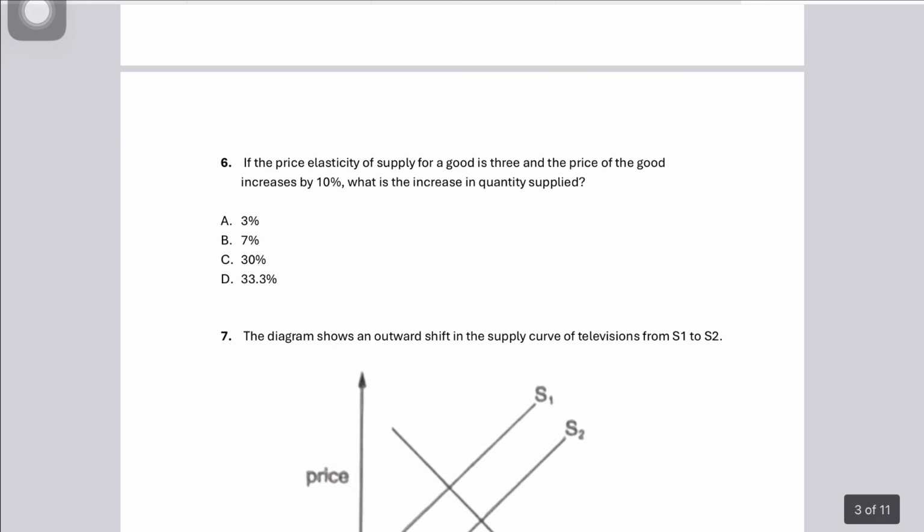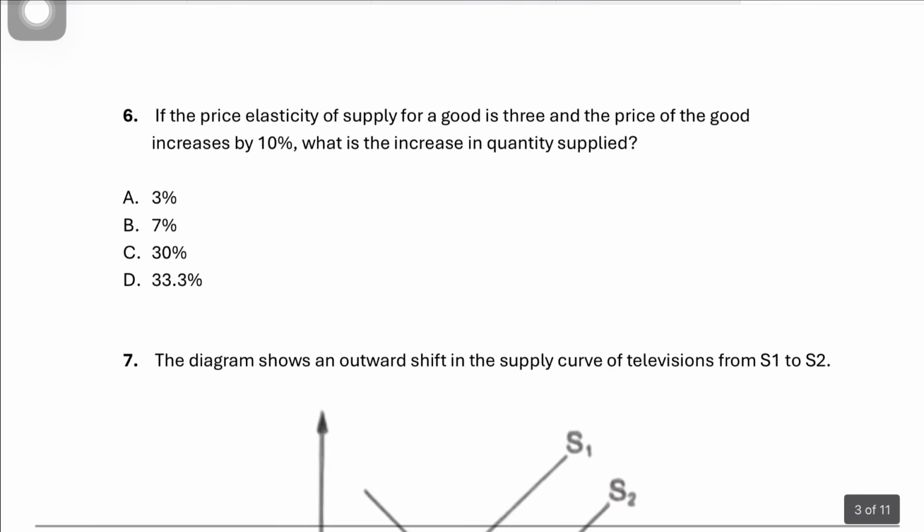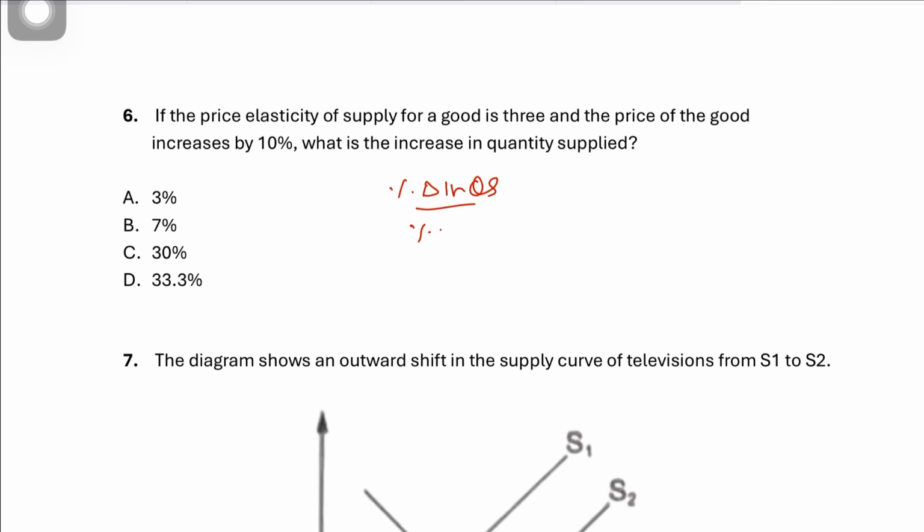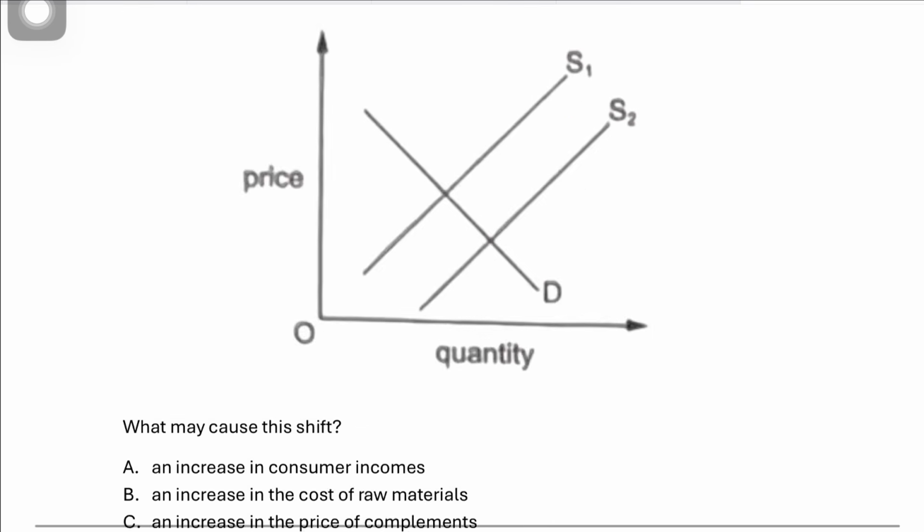Moving on, question number 6 says, if the price elasticity of supply for a good is 3 and the price of the good increases by 10%, what is the increase in the quantity supplied? We know the formula for PES, which is percentage change in quantity supplied over percentage change in price. So 3 equals x, the percentage change in quantity supplied, over 10%. So the correct answer has to be 30. You just find the value of x. So the answer to question number 6 has to be C for Charlie.